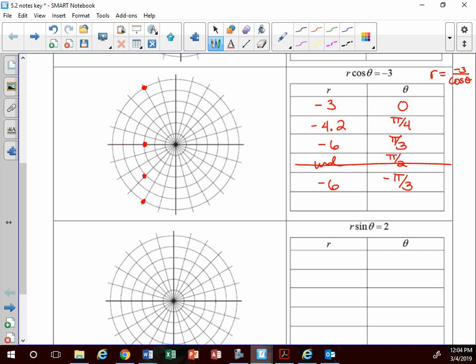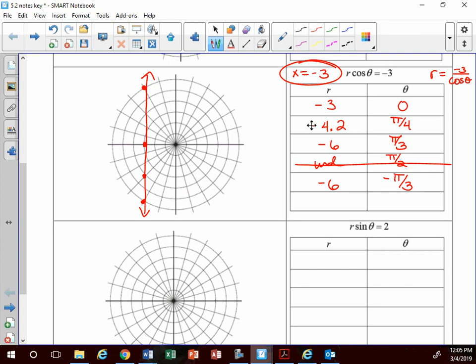So let's try r sine theta equals 2. Will that be a horizontal line? Hold on. Let me explain one more thing with this one. Look at your equation. We had r cosine theta equals negative 3. You guys know from converting, what is r cosine theta? X. So x equals negative 3, so a vertical line at negative 3, right?